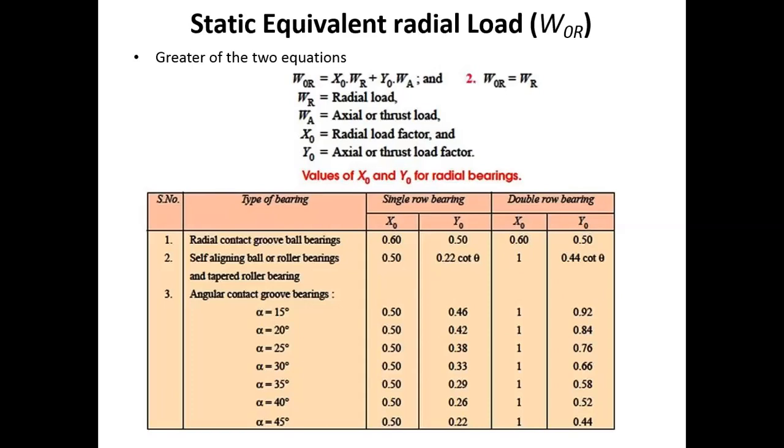Whether radial contact groove ball bearings, self-aligning ball bearings, or angular contact groove bearings are used, different radial load factors and axial thrust load factors are taken. If you are using different kinds of angular contact bearings, the radial load factor and axial thrust load factor can also change. Also, whether you use a single row bearing or a double row bearing, the radial load factor and axial load factor can vary.